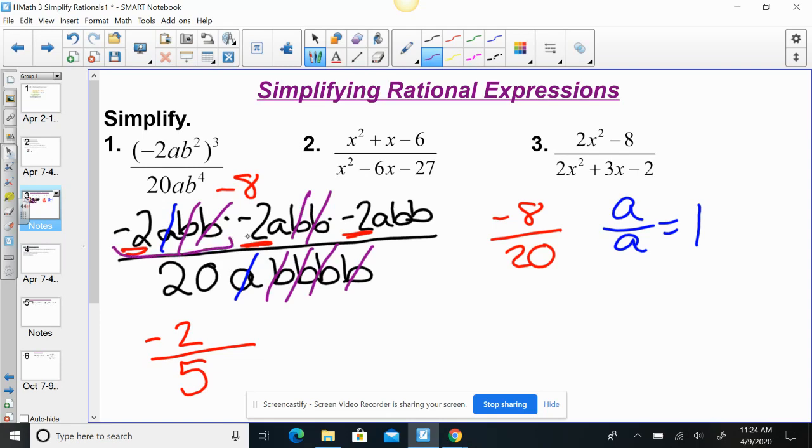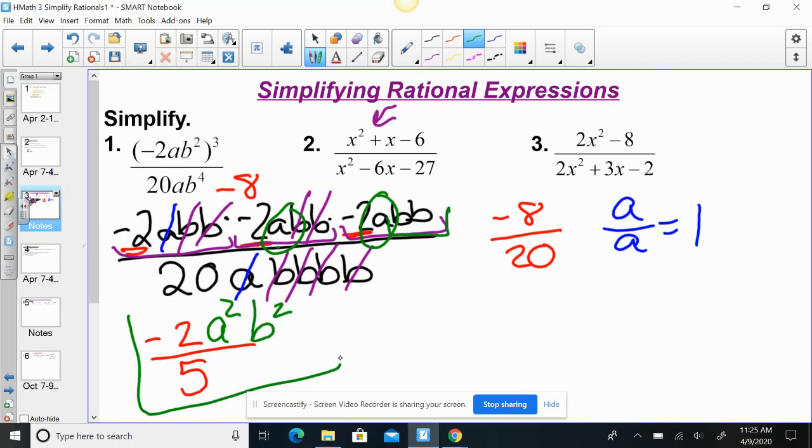Notice that these are joined by multiplication, so I don't have to worry about the addition that I'll see in number 2. All right, so now I just need to figure out what's left. I have this a left and this a, so a times a would give me a squared. I have 2 b's here, so that's b squared, and then nothing left on my bottom. So the answer for this one would be negative 2a squared b squared all over 5. All right, let's look at the next example.